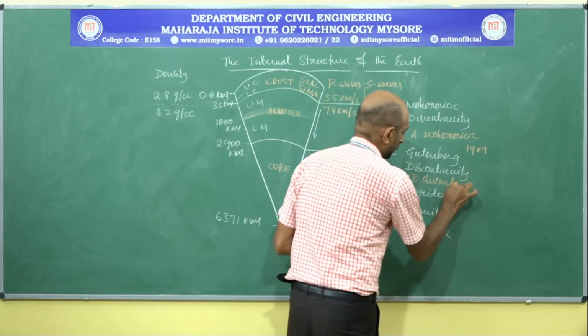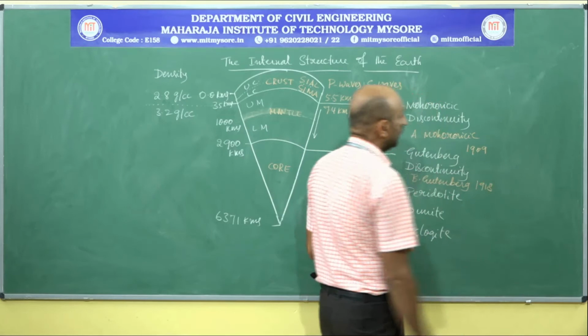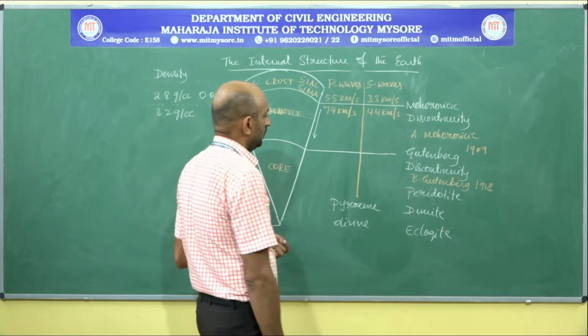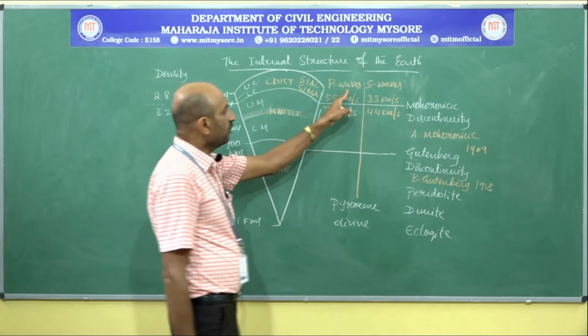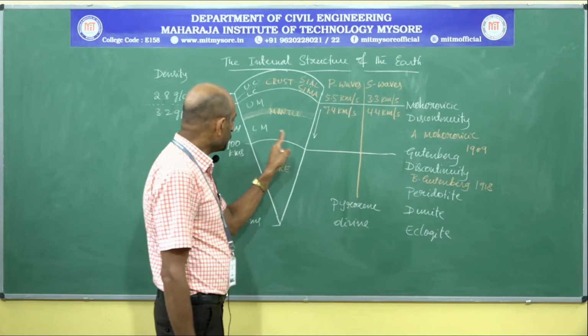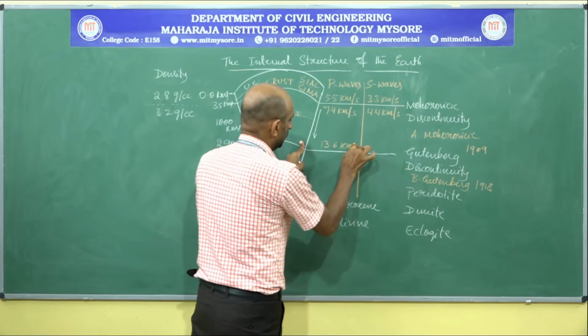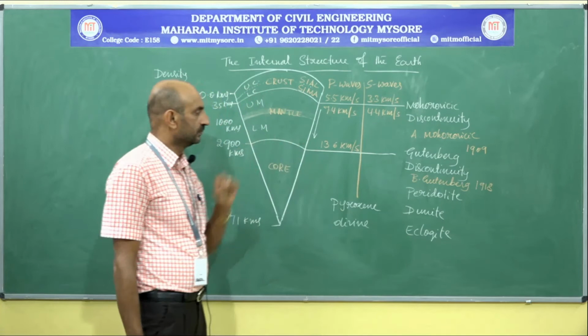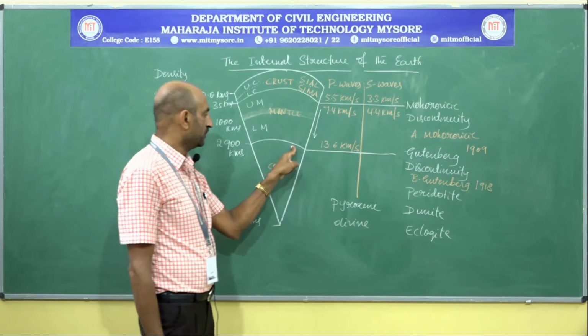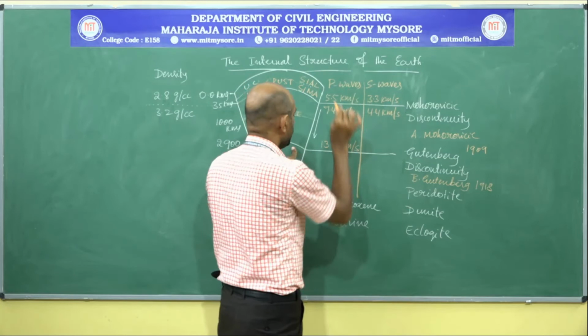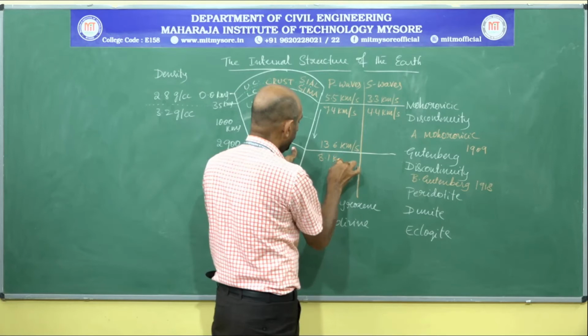In the year 1918, the velocity of the primary waves at this region, which means the lowermost region of the lower mantle, attains 13.6 kilometers per second. After this material, at the uppermost region of the core, the same primary waves attain a velocity of 8.1 kilometers per second.